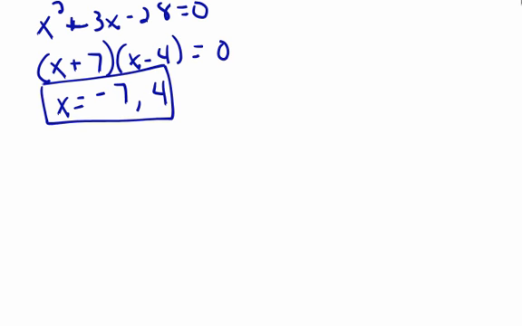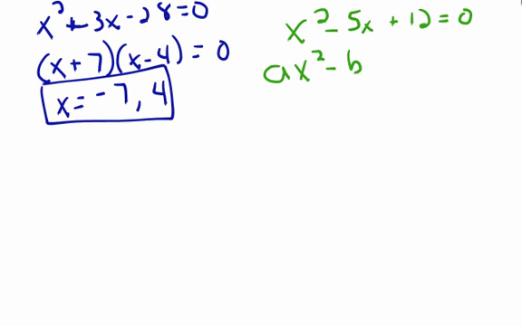But what happens when you can't factor? Here there are no factors of 12 that add up to negative 5. So we have to use the quadratic formula. The quadratic formula assigns a value to each of the parts of the quadratic expression. The coefficient of the quadratic is a, the coefficient of the linear term, or x, is b, and the constant is c. And all those are set equal to 0.